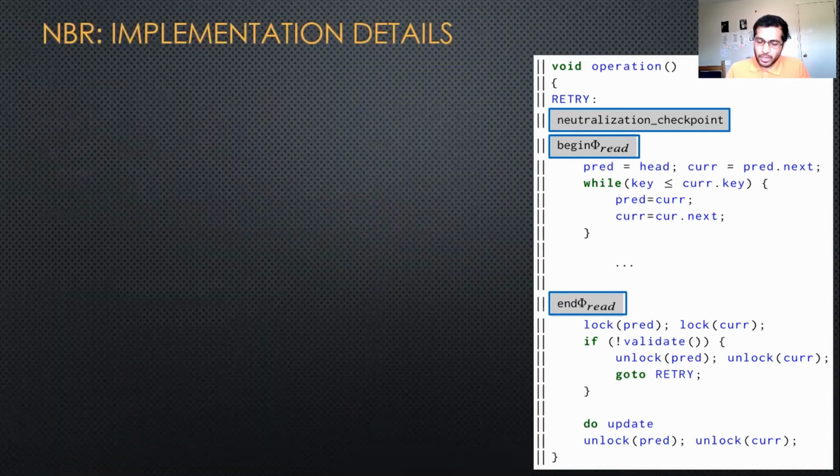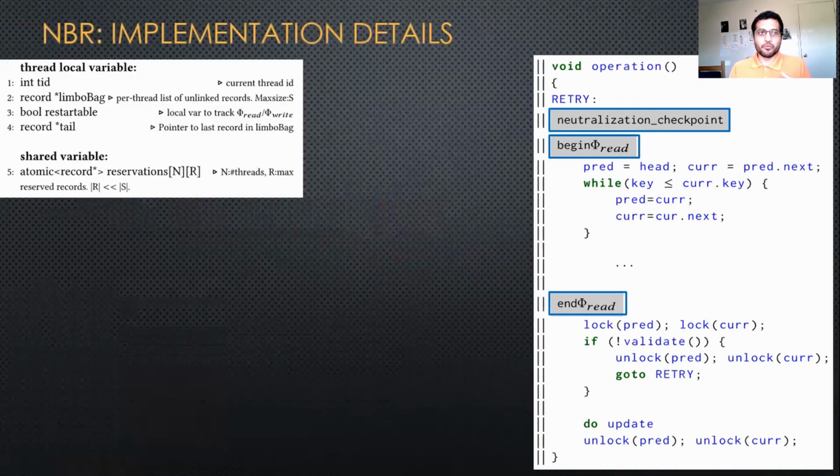So let's jump deeper into the implementation of NBR. First, let's see the metadata which NBR maintains. Each thread has a logical thread ID, which is this TID. Every thread also maintains a private buffer, which we call the limbo bag here. Each thread also has this restartable variable, which tells whether the thread is in the read phase or the write phase. If restartable is true, that implies the thread is in the read phase, and if restartable is false, that implies the thread is in the write phase. Each thread also maintains a tail variable, which points to the last retired record in the thread's limbo bag.